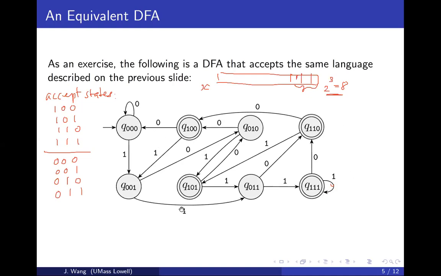So this is a DFA for the language. Oh, we don't get to it in the previous slide. So as you can see here, DFA has more states. Okay, NFA has a smaller number of states. And in the DFA, each state is memorizing a unique pattern. Okay.